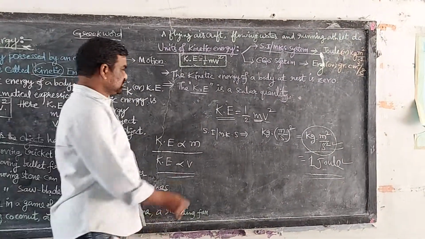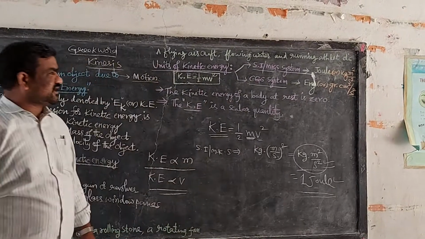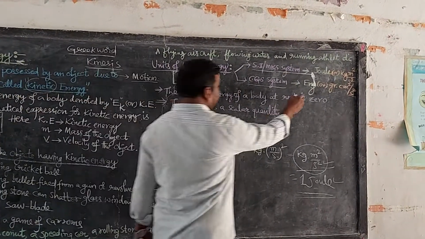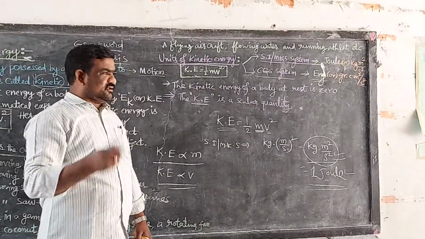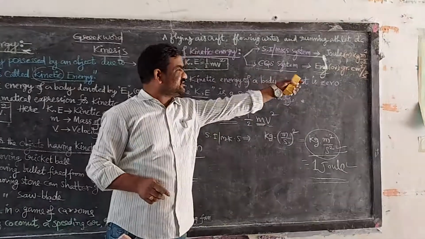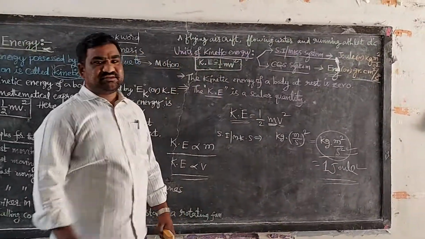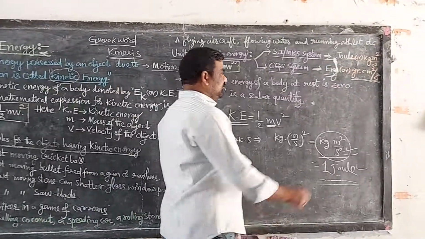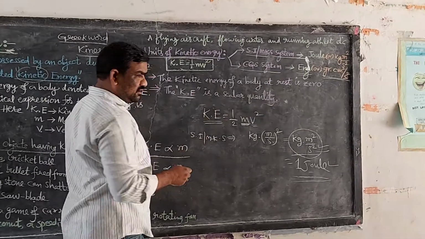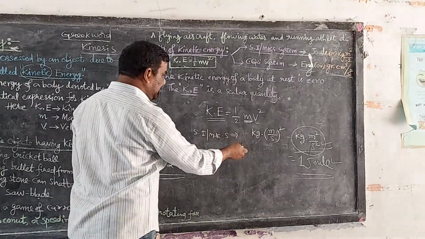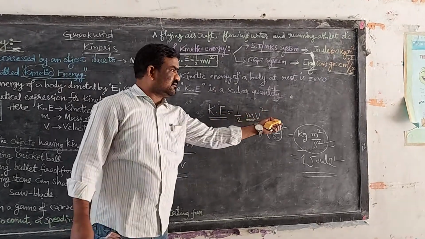So that's why the unit of kinetic energy in SI system or MKS system is joule or kg into meter square by second square. As the same, the unit of kinetic energy in CGS system is erg. Why? Because the energy has the unit in CGS system as erg, but we can write the same erg as gram into centimeter square by second square. Why? Because according to the mathematical formula of kinetic energy, kinetic energy is depending on mass and velocity.